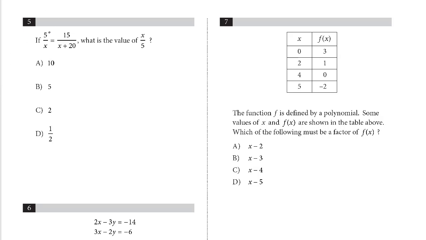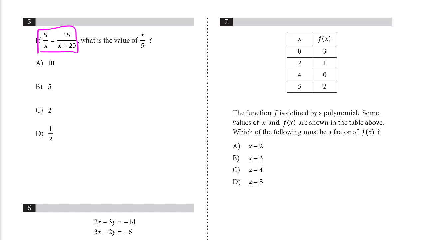So number 5, if 5 over x equals 15 over x plus 20, what is the value of x over 5? Okay, this equation looks simple enough that I might actually start by guessing and checking a little bit. And I see some numbers that aren't necessarily x, they're x's over 5. But it gives me an idea. 10 I might start with.